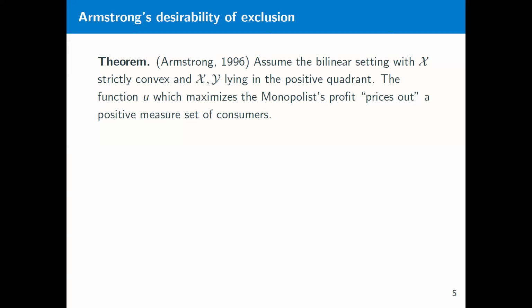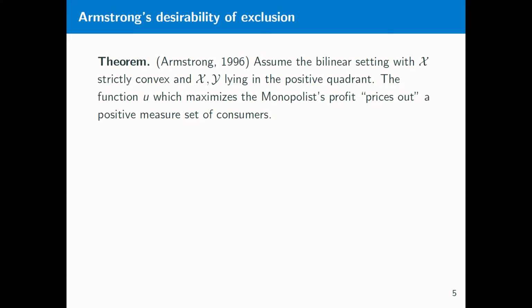So to do the first, to convince you that there are some economically interesting consequences, I'm going to talk about this result of Armstrong called the desirability of exclusion. What that result says is, in this setting we're working in, if the monopolist optimizes their profit, then they price out a positive measure set of consumers. So that was the region where our function is 0, where consumers say you're charging too much, I don't want to buy your product. That set has positive measure. And we're going to prove that under a couple of reasonable assumptions.